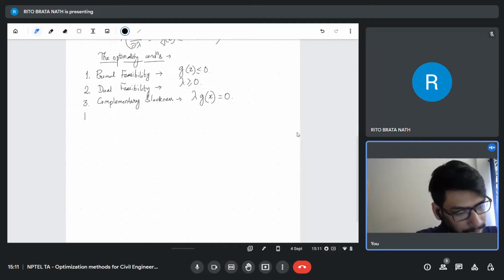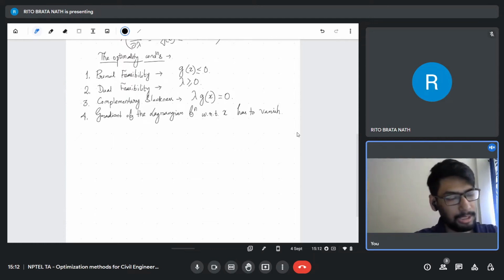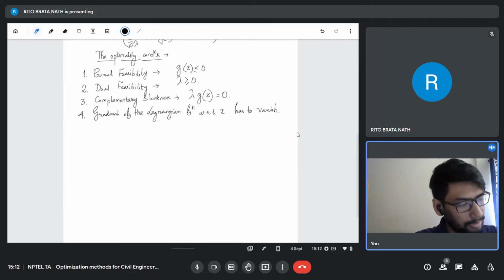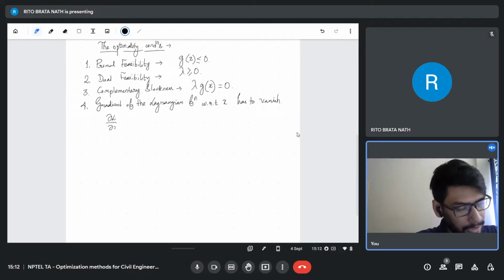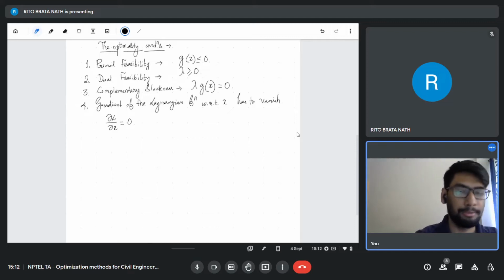The fourth condition is that the gradient of the Lagrangian function with respect to x has to vanish. I have already written this del L del x expression, so this has to be equal to 0. If you satisfy these four conditions, then you have reached the optimal point. So let's try and solve an example problem using that.